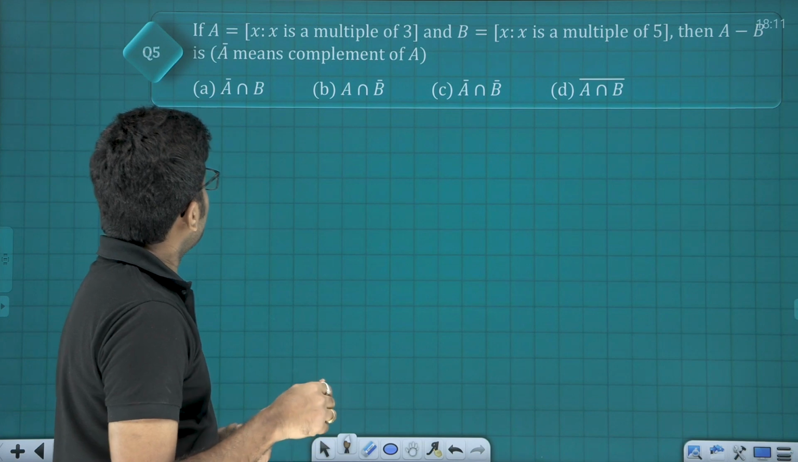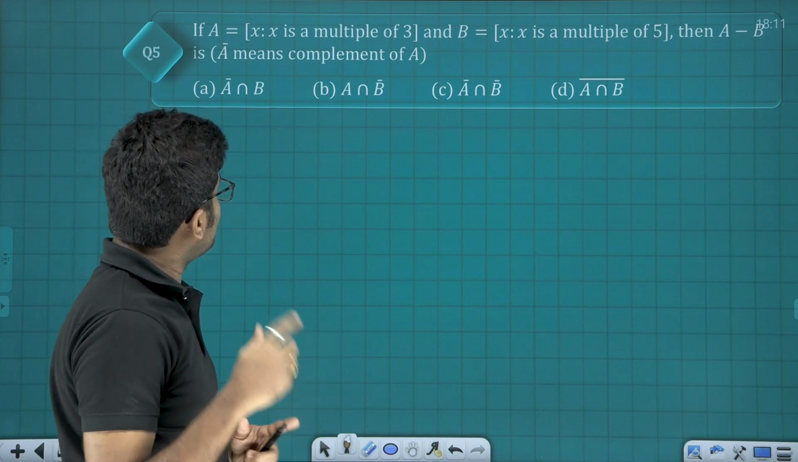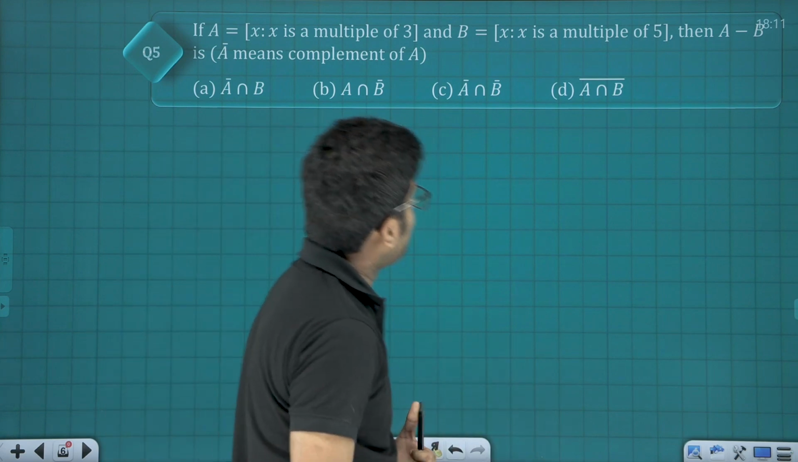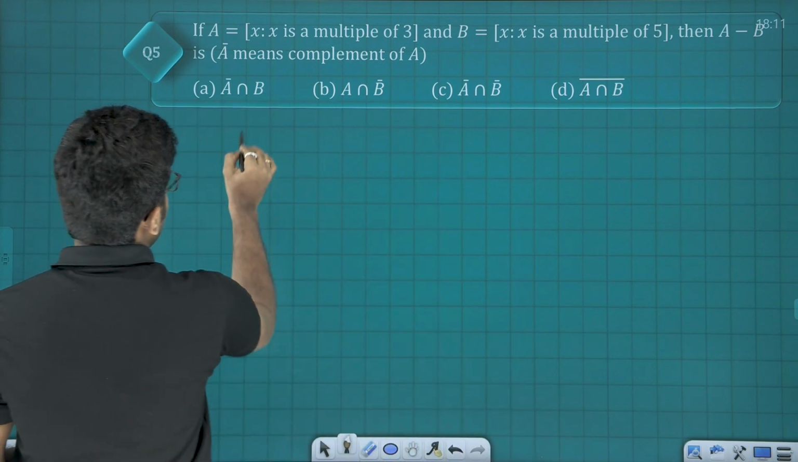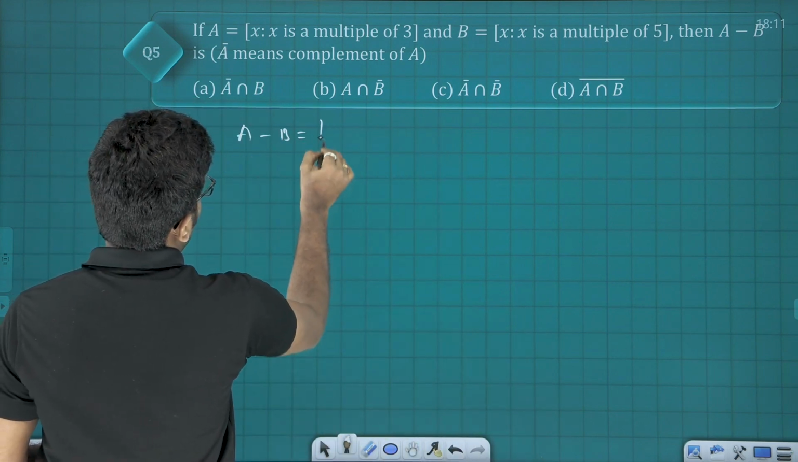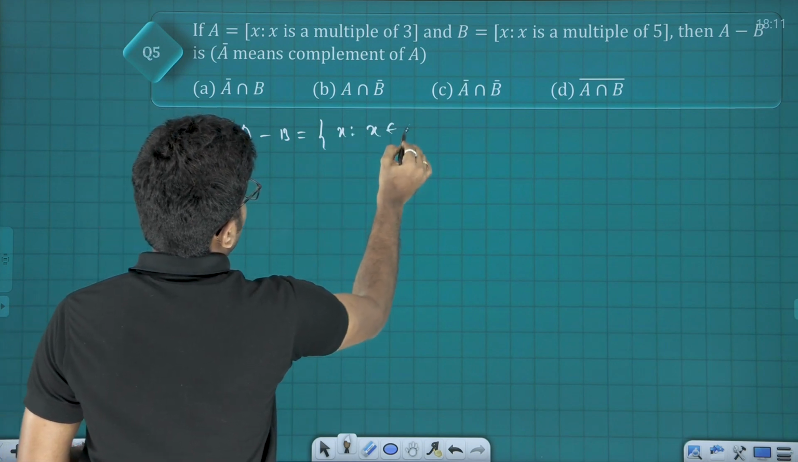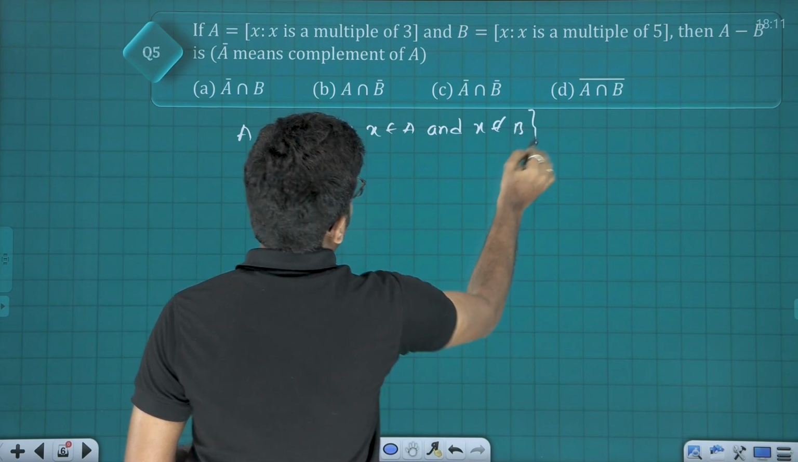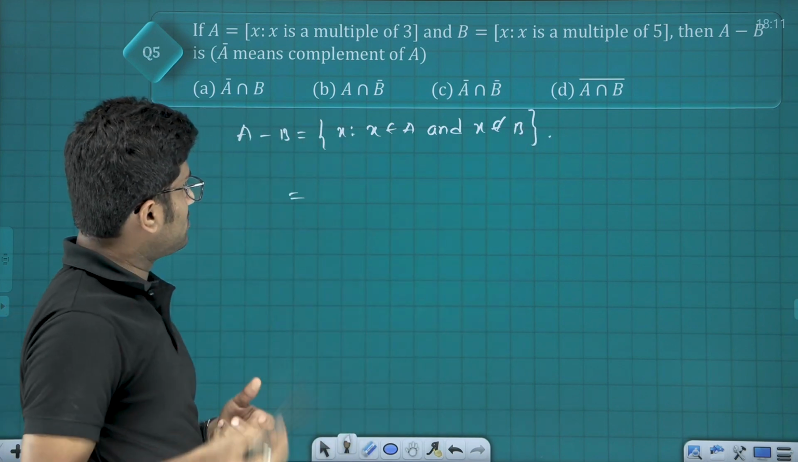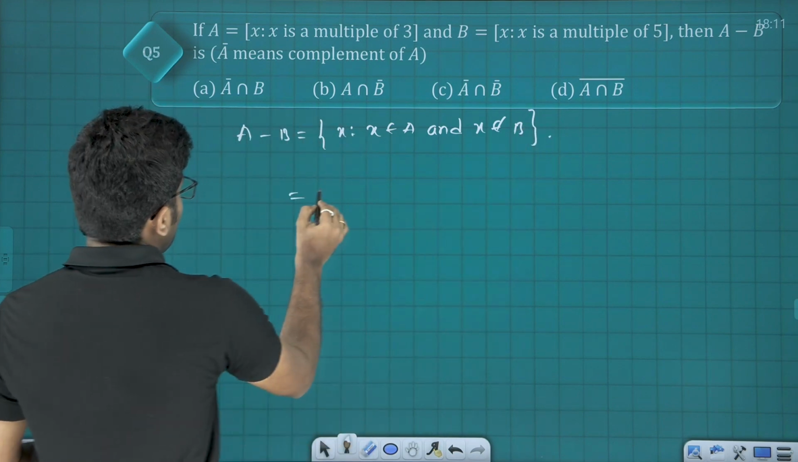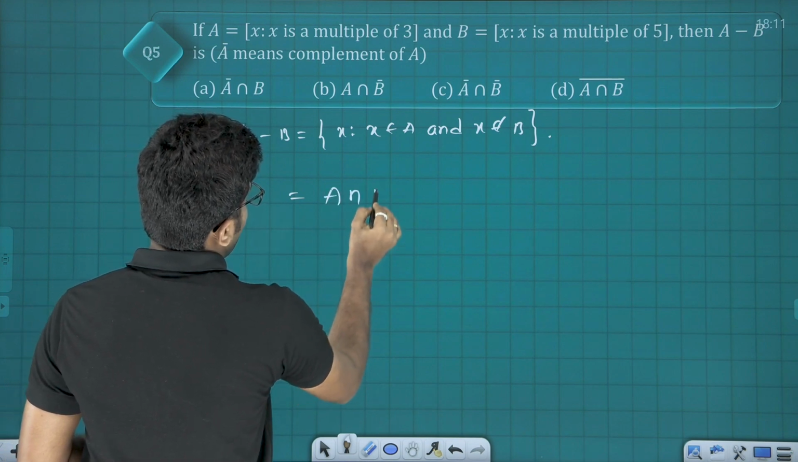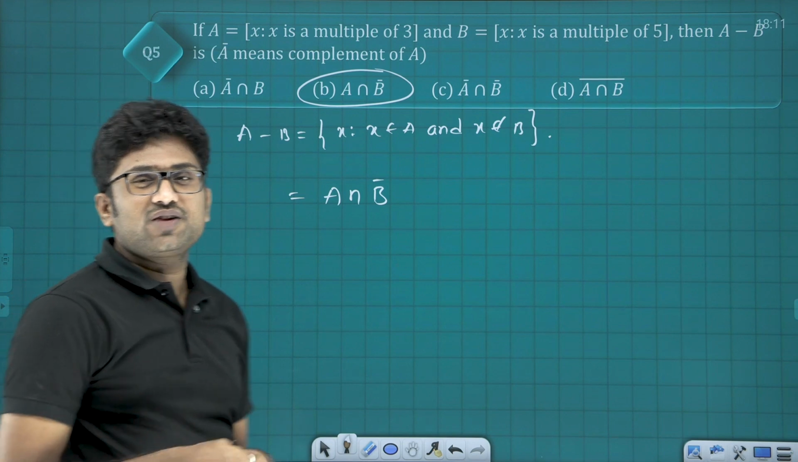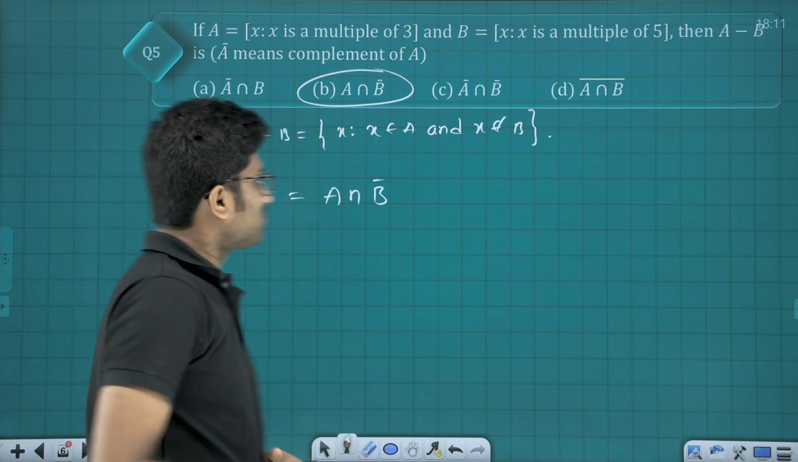Set A is the set of all x such that x is a multiple of 3, and B is the set of multiples of 5. Then A minus B is nothing but... Simple friends, what is A minus B? We all know it is x such that x belongs to A and x does not belong to B. This we can also call A intersection B complement. Direct one word answer it is. Every question from sets will be of the same way. Next.